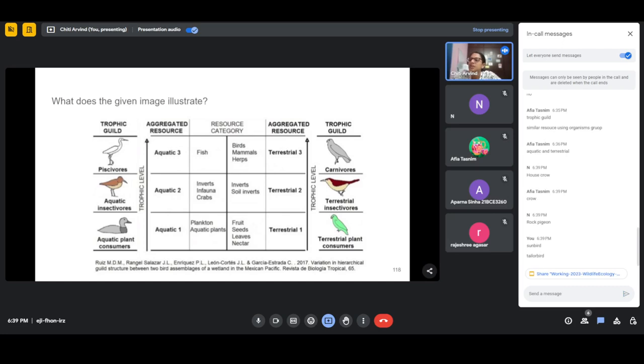What do you think a crow eats? What would you classify its dietary niche as? It's omnivorous, madam. Correct. They are omnivorous, right? So you can't really fit them into any foraging guild as such. What about your rock pigeon? What do they feed on?